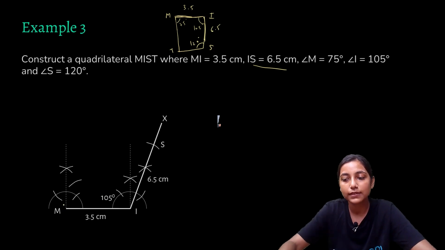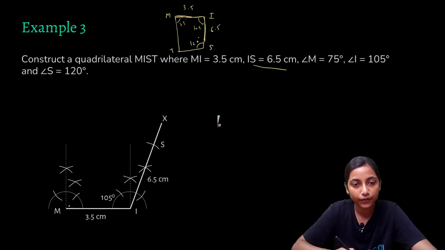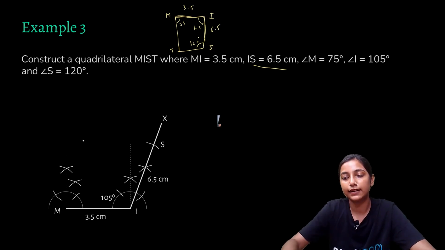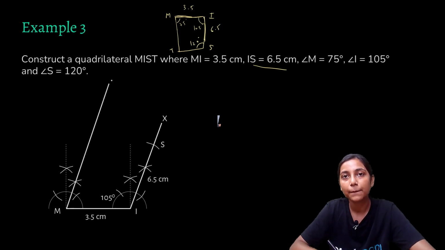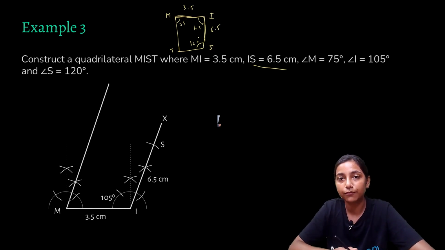Now from this angle M, passing through this point that we made, draw an extended line. So this is an extended line from M. Now this extended line will have the point T that we need. We'll have the point T somewhere on this extended line.